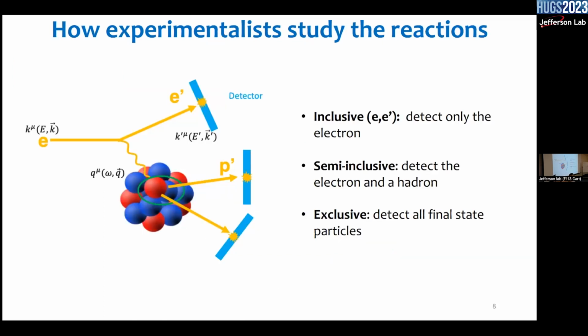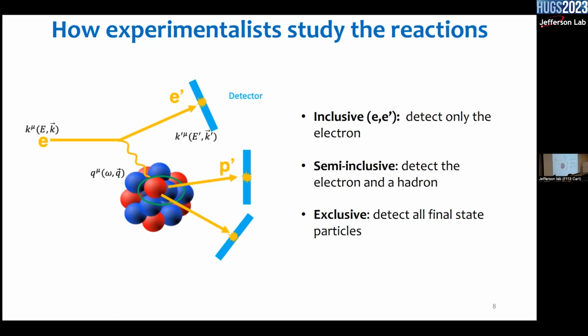When we study these types of reactions, we talked a little bit about this yesterday, we have inclusive reactions where in a lot of cases we can learn a lot from just measuring the scattered electron. The electron comes in and interacts; you could just imagine this is a giant box. It interacts somehow, and then you just measure the scattered electron. And already you have x and Q squared from that alone.